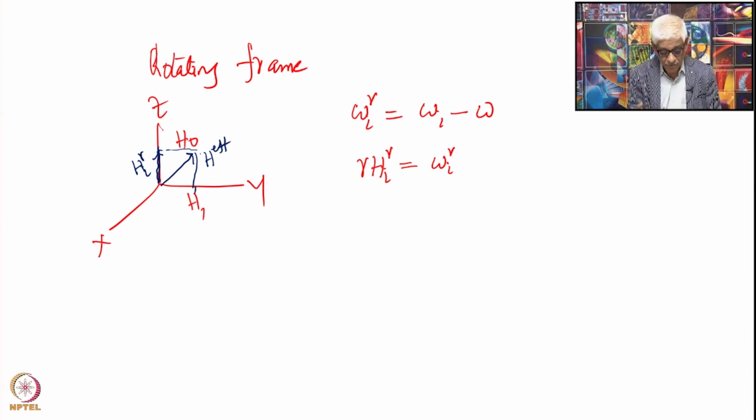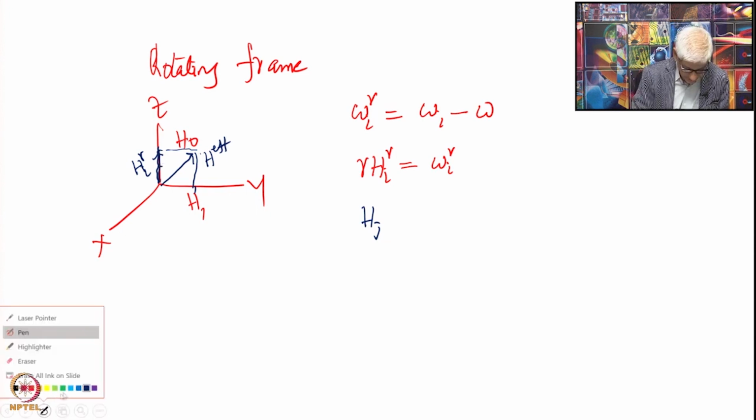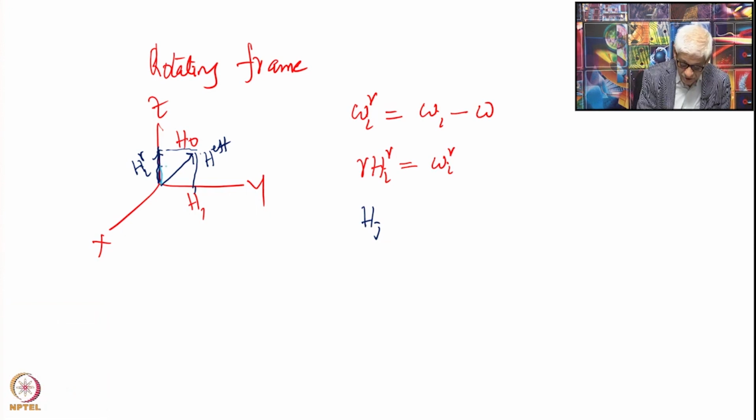Now similarly, the effective field will be different for different frequencies, because omega I is going to be different. Suppose I consider another nucleus, let us say Hj. Let us say this frequency is here, and let me use a different color for that. So, suppose I have Hj r here, then the effective field for that will be here. Therefore, different nuclei will have different effective fields.